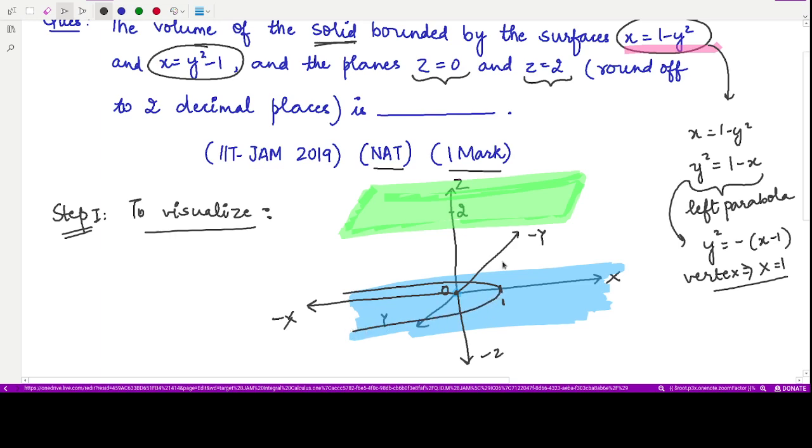But now because this is a surface, that means z would also vary for each of these. So for each value of z we would have something like this, then something like this, and so on. So ultimately you will have a surface in the shape of this parabola. It would be this surface.